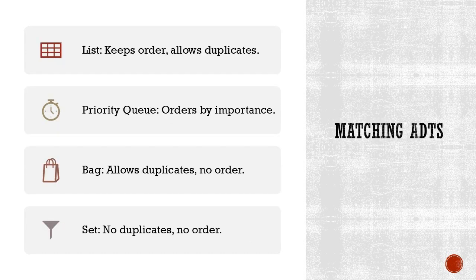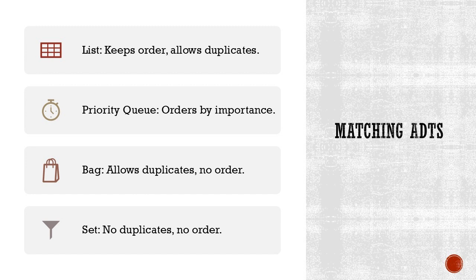Let us match a few examples quickly. Which structure keeps the order you added items and allows duplicates? That is the list. Which one handles items by importance? That is the priority queue. Which one allows duplicates and ignores order? That is the bag. Which one keeps only unique values?